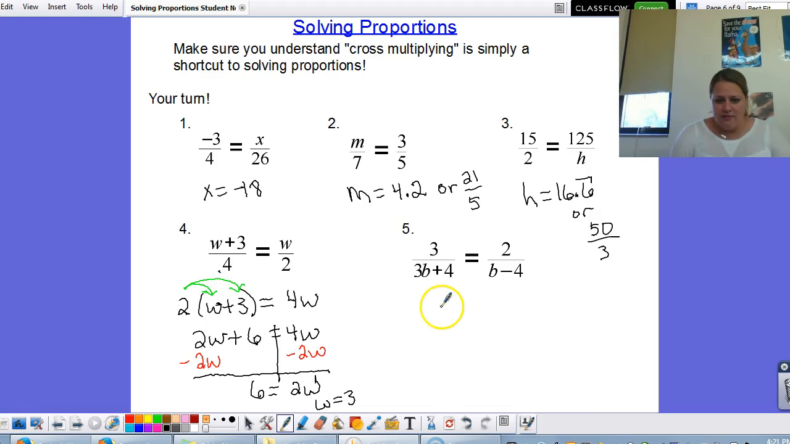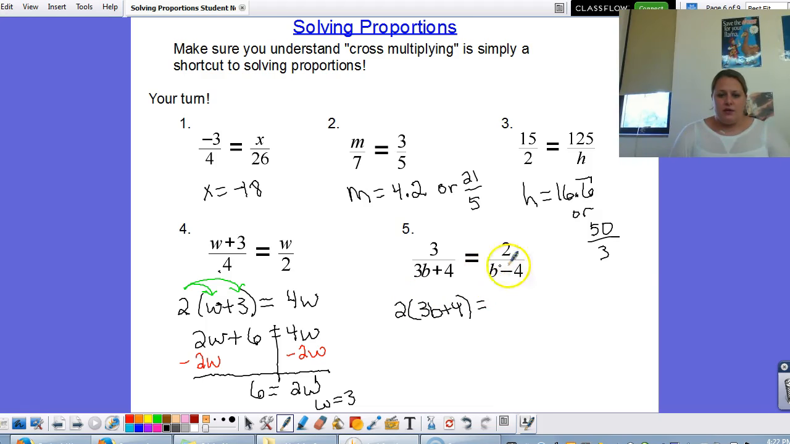Okay, number 5. My eyes go here because that's where the group is. So I'm going to start with that. 3b plus 4 sticks together as a group. What's it get multiplied by? Go across. The 2. Putting the 2 in front to help me distribute.